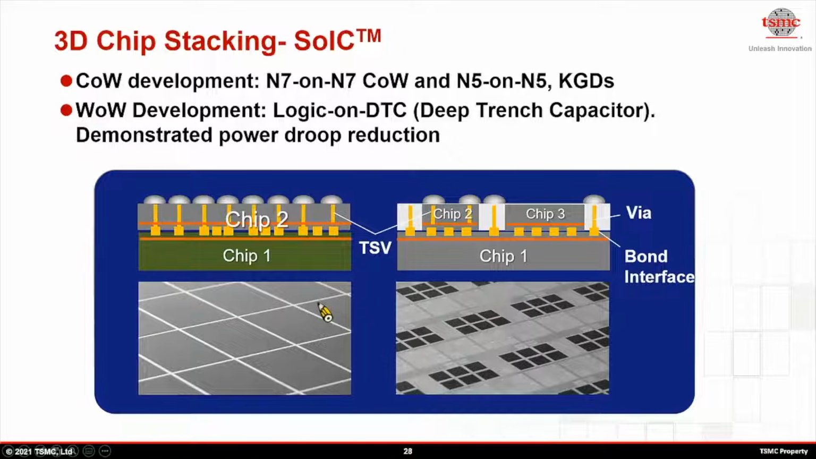We are in the process of delivering N7 on N7 COW technology by the end of this year and plan to do N5 on N5 COW next year. In addition, we are targeting WOW technology for logic on DTC's integration. For that, we have successfully demonstrated good power droop reduction at the system level testing.